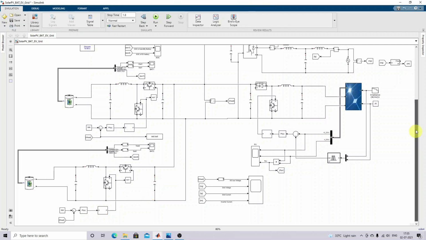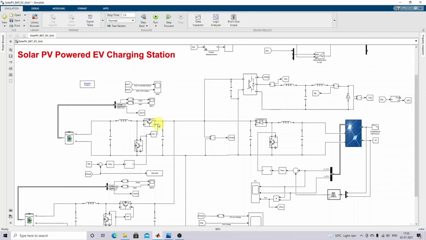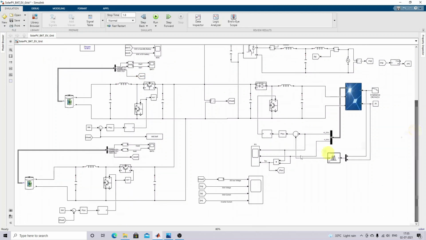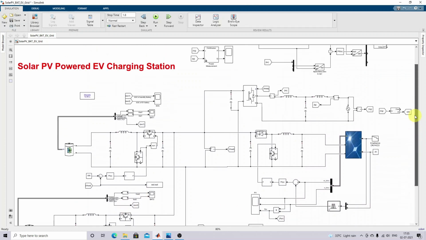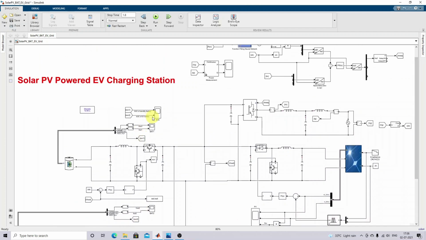So here we have the measurement unit. Here we are measuring the battery voltage and current. Here we measure the SOC, and then here we are going to measure the EV battery voltage and current and the SOC of the battery. So finally we can see the SOC of the battery in this scope.